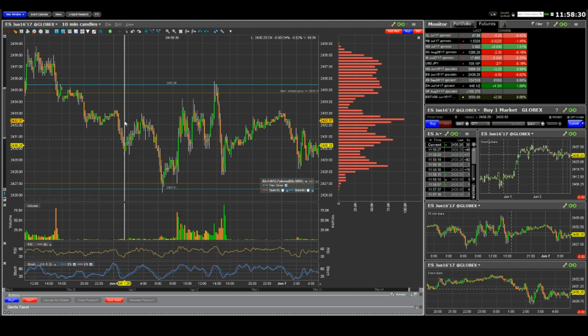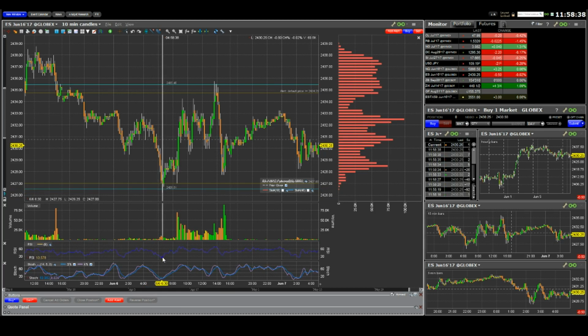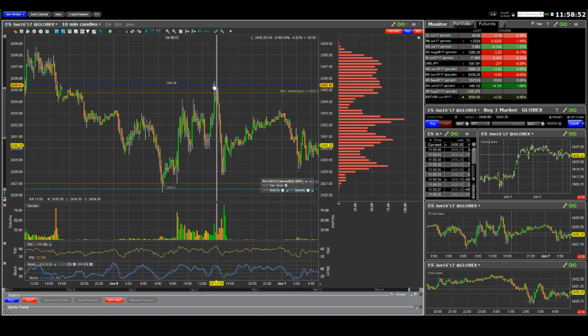Let's say, for example, in this case, we come down to this level, stochastics are low, RSI is low. That's basically a good confirmation that indeed this might be the bottom. So it's a relatively low risk entry that I can do here, and go all the way up.